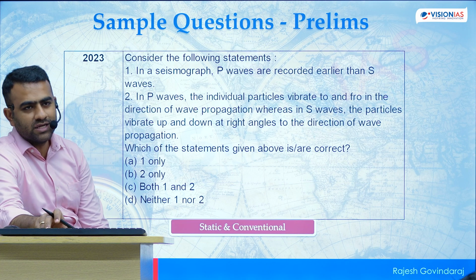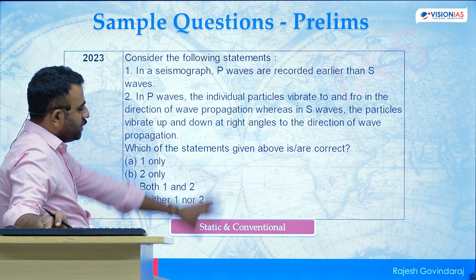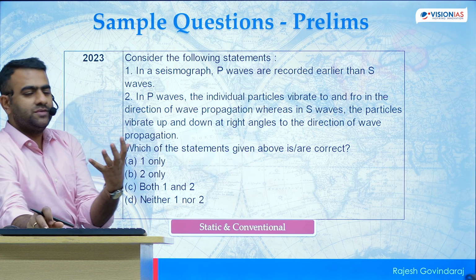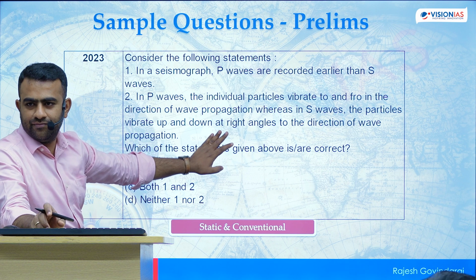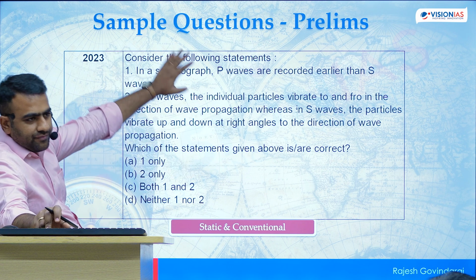In prelims, again, you can expect 4 types of questions in geography. The first type of question is totally conceptual and static. If you have studied a concept of geography, you will be able to answer this. For example, about earthquake waves.